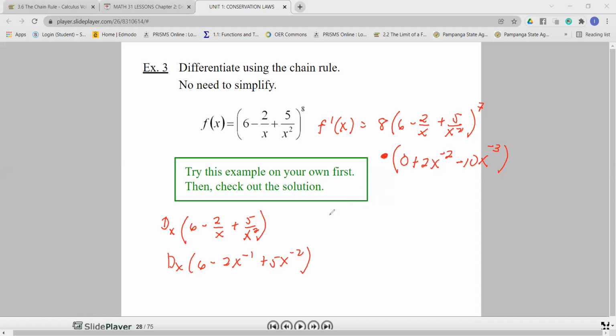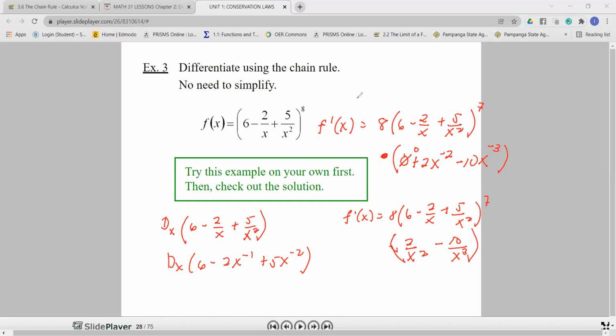Okay, so ayusin lang natin that. Therefore your f prime of x will be equal to 8 multiplied to 6 minus 2 over x plus 5 over x squared raised to the 7 multiplied to, when this becomes 0, so wala na yan, 2 over x squared, minus 10 over x cubed. So this is then the derivative of this function.